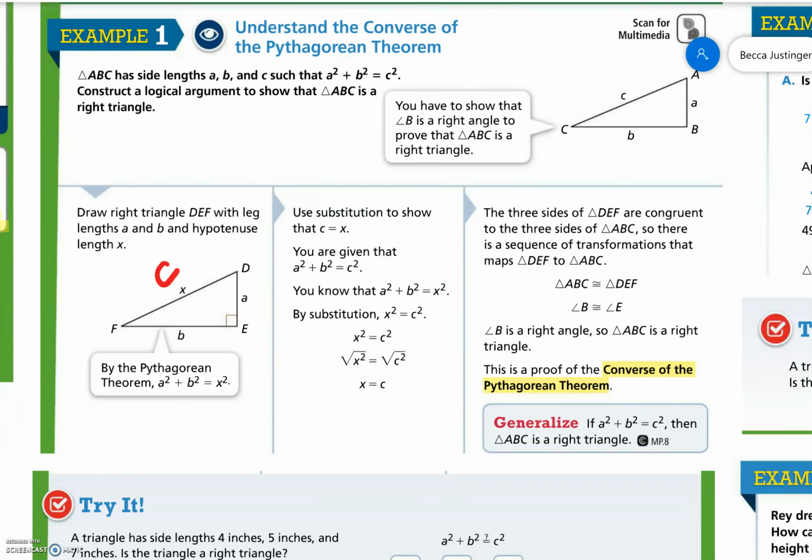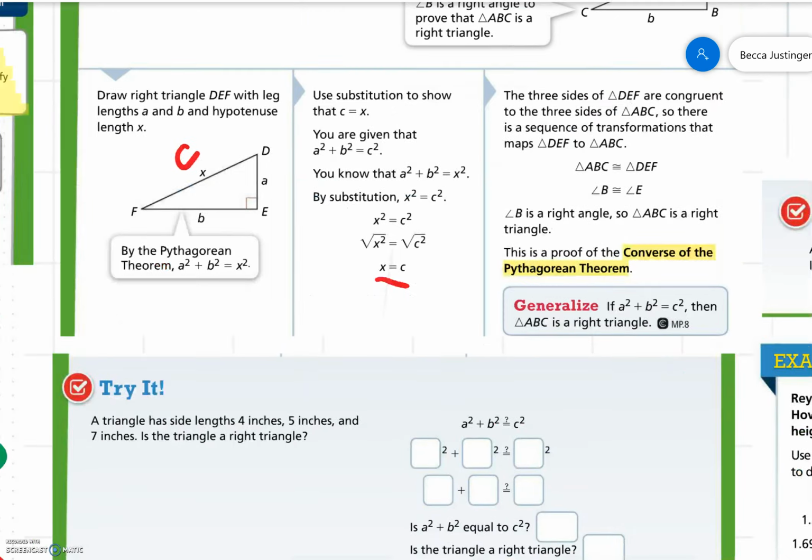Use substitution to know that c equals x, and solving it, working backwards, you get x equals c. So the three sides of triangle DEF are congruent to the three sides of triangle ABC. So there is a sequence of transformations that maps the triangles onto one another. So this is proof of the converse of the Pythagorean theorem. So it's just proving that it works both ways. Remember, a proof is a mathematical argument that shows that something is true.